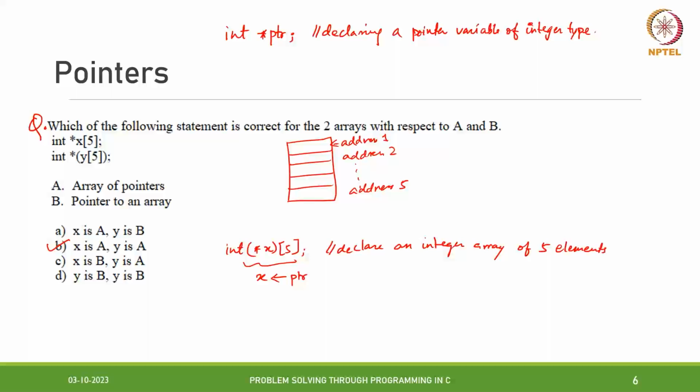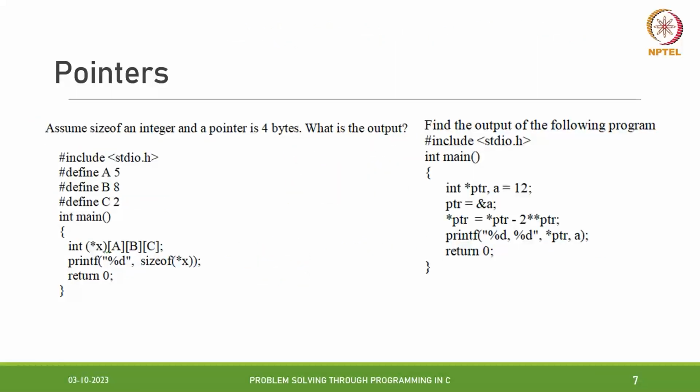So for now, just know that if you write it in this way, int star x of 5, it declares an array of pointers. If you write it in this way, int star in brackets y of 5, this also declares an array of pointers. Okay, now let's see the next question.